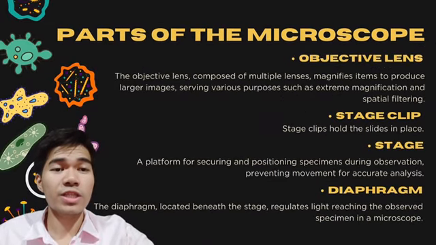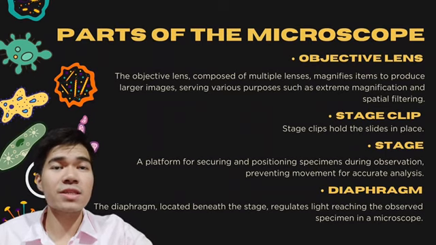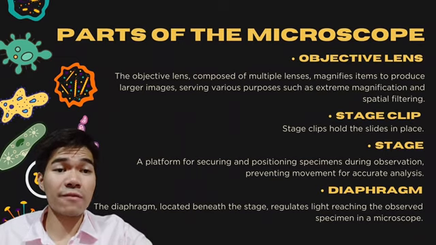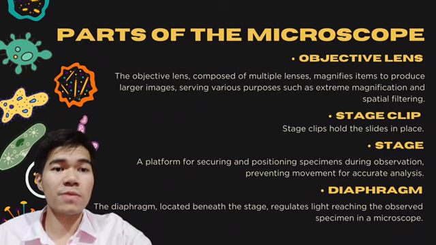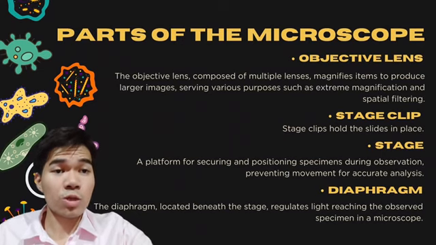So, moving on to the fourth slide, we have the objective lenses. The objective lenses are composed of multiple lenses that have different levels of magnification. So, this is the one that produces larger images serving various purposes such as extreme magnification and spatial filtering. So, objective lenses are used for magnification purposes on the slide so that we could easily view the slide or the specimen under the microscope.